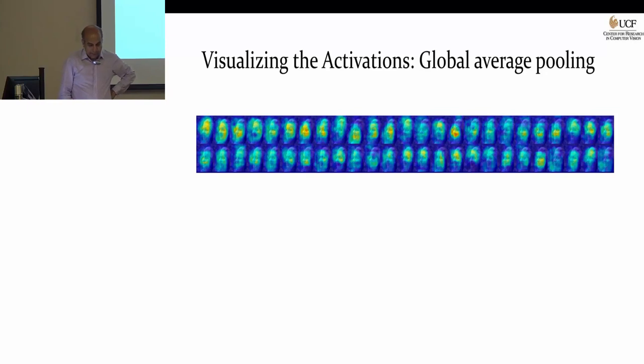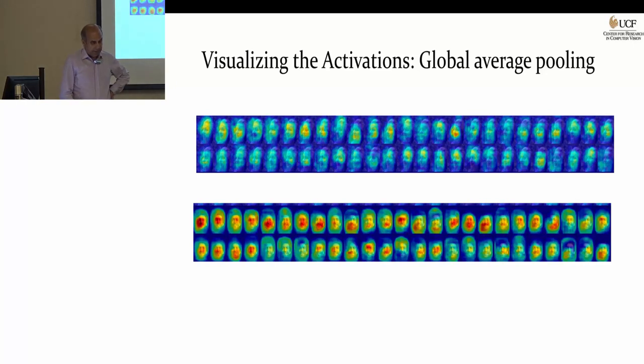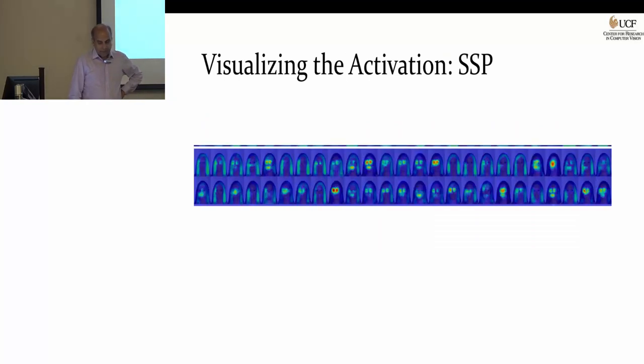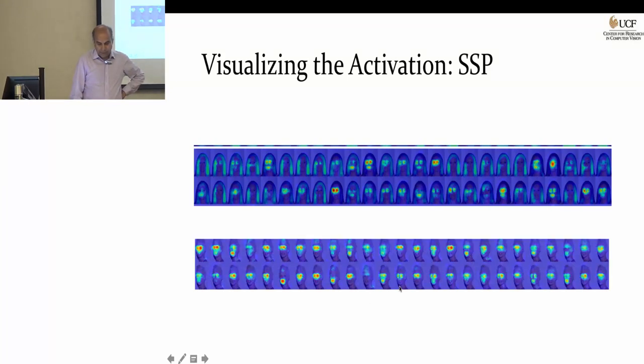As I said about the pooling, when you do max pooling, the response is like this, which means it's not focused on a particular region. Similarly, like this all over. But when you do our semantic segmentation pooling, the response is more focused on the eyes, somewhere on the mouth, and so on, as you see, which is meaningful.